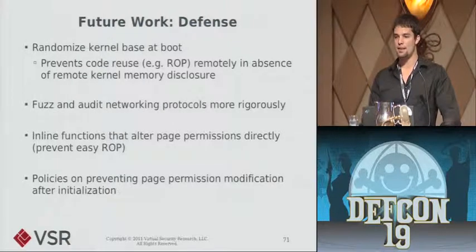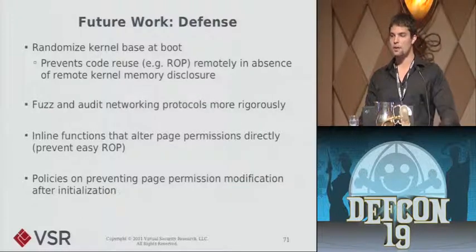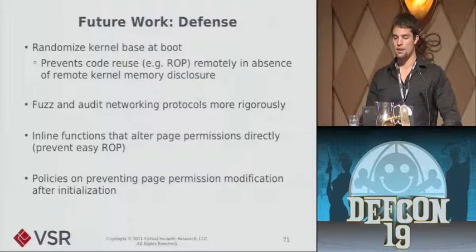On the defense side, I think it's pretty clear that the weakest link of this exploit is that you need to know things about the kernel. You need to know those known instruction locations. So if we do something like randomizing the kernel base at boot, which is a Linux kernel patch series that I've tinkered with and started to try to get upstreamed, that really totally prevents all this code reuse. And your exploit no longer works in the absence of some way of remotely disclosing kernel memory, which is possible, but I've actually never heard of such a bug.